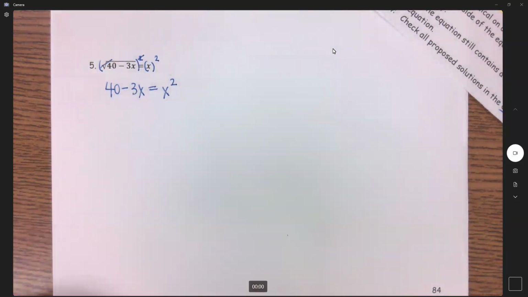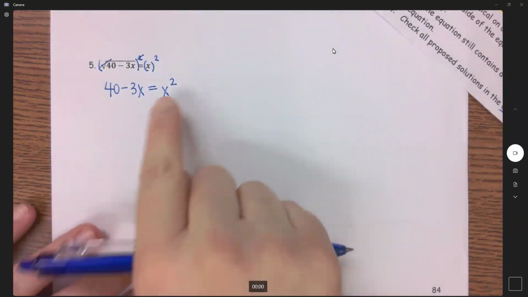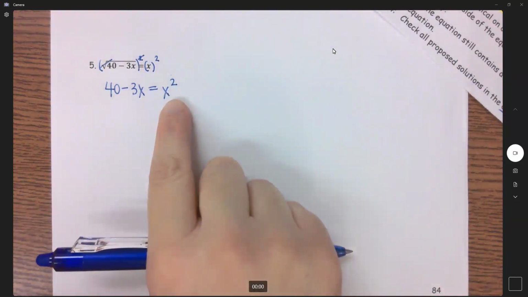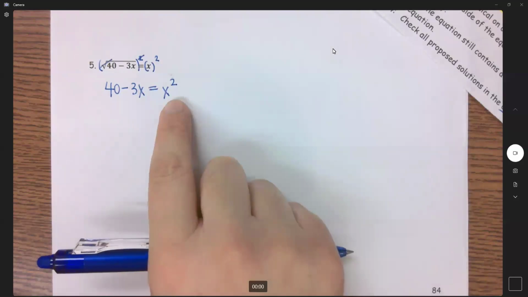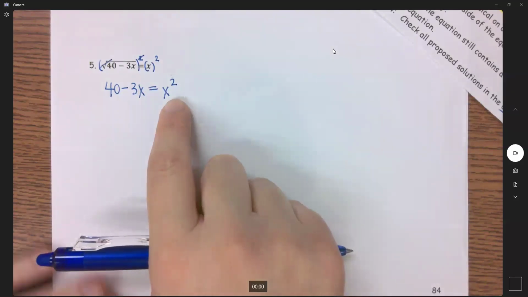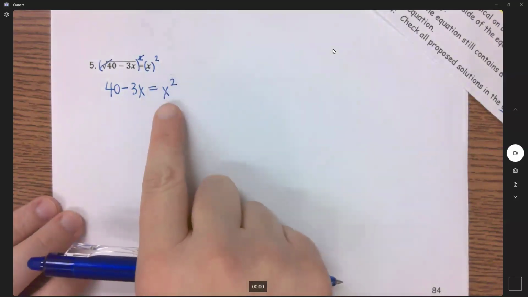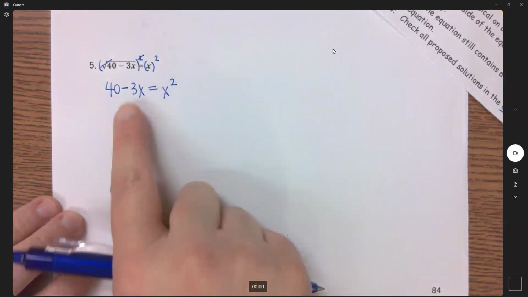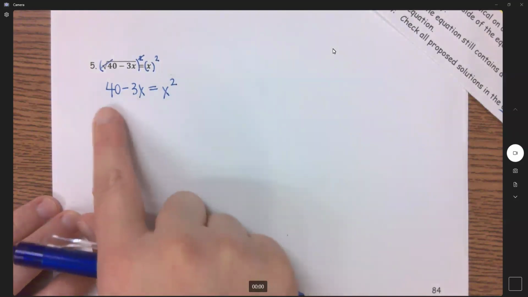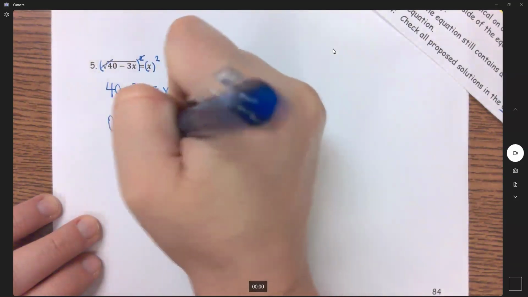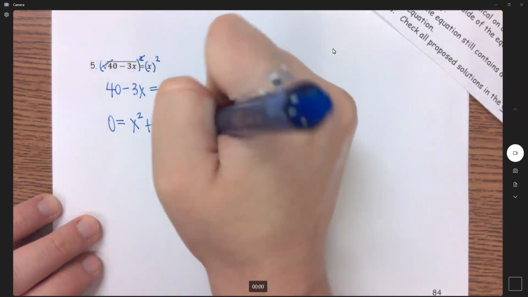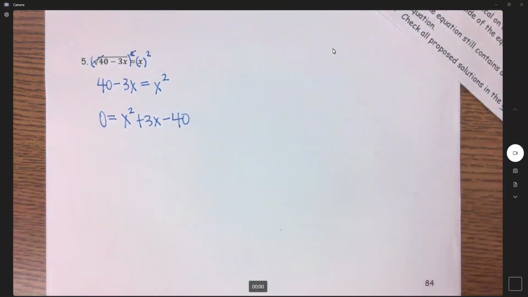I now have a quadratic. So this goes back to last lesson. Because this is a quadratic, I need everything to one side of the equation. I need to put this into standard form. We typically want this x squared to stay positive, so I'm going to add my 3x over and subtract my 40 over. So now I'm going to have 0 equals x squared plus 3x minus 40.